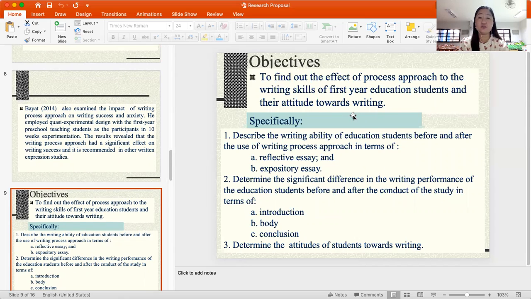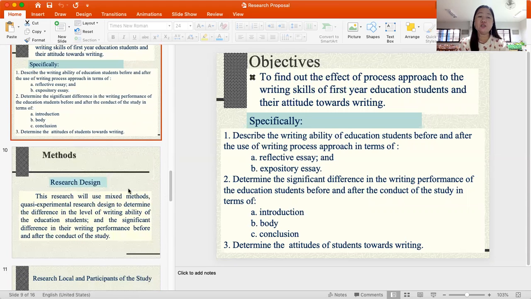For the objectives of this study, to find out the effect of process approach to the writing skills of first-year education students and their attitude towards writing. Specifically, number one, to describe the writing ability of education students before and after the use of writing process approach in terms of A, reflective essay, and B, expository essay. Number two, to determine the significant difference in the writing process of the education students before and after the conduct of the study in terms of introduction, body, and conclusion. And number three, to determine the attitudes of students towards writing.